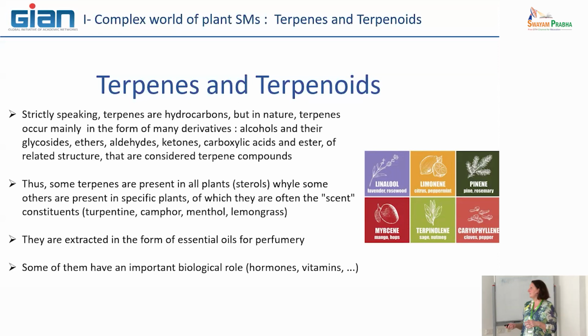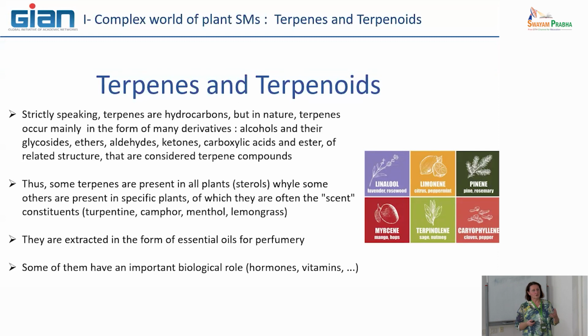But after, you have some that are produced only in some plants. For example, some terpenes are often considered as scent constituents because you can smell them. For example, camphor, you know this molecule, menthol, and also lemongrass, which is in citrus, for example. What is interesting is that all of these molecules are well known and well used in several applications, such as in perfumery, between what we call essential oils.